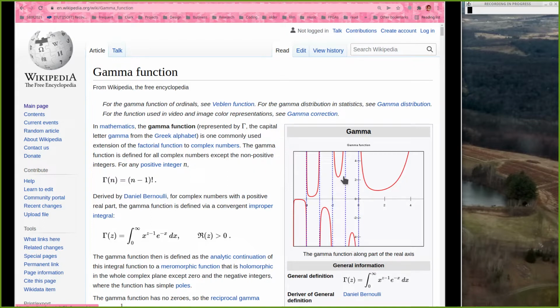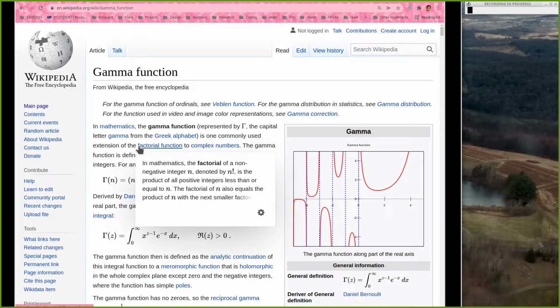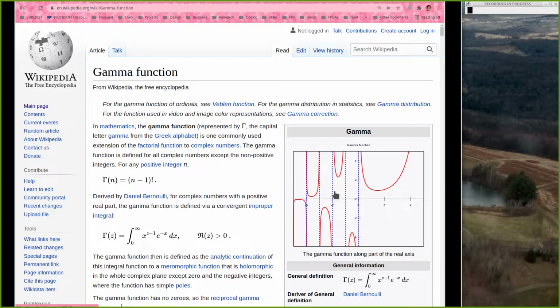And so it's undefined unless you wrap your plane so top and bottom are connected. But this is what we can call a continuation of the factorial function. It's a function that's defined almost everywhere, but on positive integers it agrees with factorials. And so we can think of it as some kind of analytic continuation of factorials.